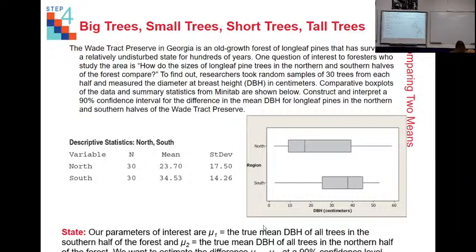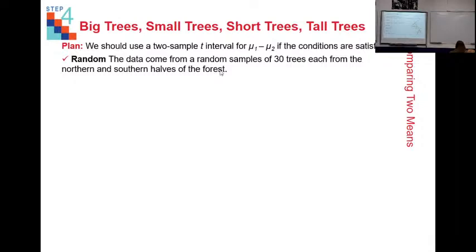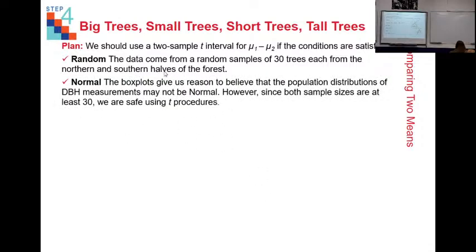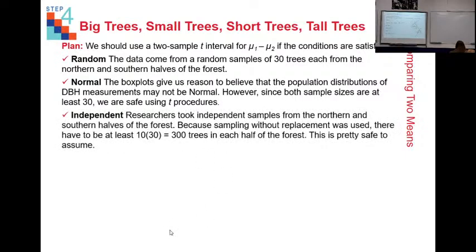Step 2: two-sample t interval. Not proportions anymore. It's a confidence interval, so t interval. Here come our conditions. Random: we took a random sample of 30 trees each from both ends. Normal: hey, both sample sizes were 30. That's convenient for us. So that's our normal condition. Independent: these forests are big.